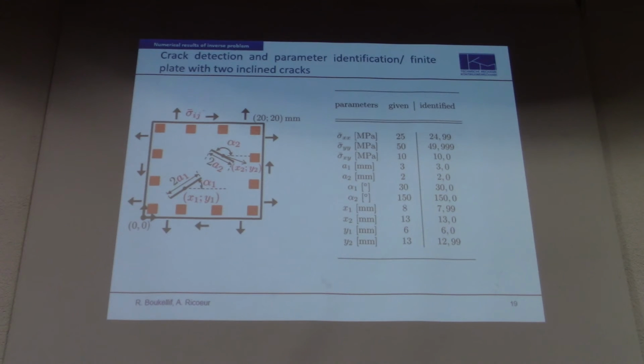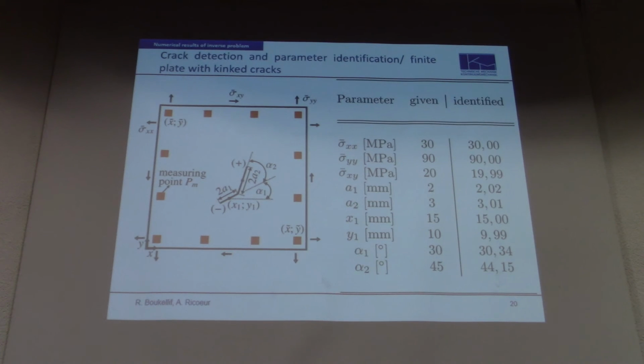So I come to the numerical results for the inverse problem. We have here a finite plate with two inclined cracks. The unknown parameters are the boundary load, the crack inclination, and the crack length, and the crack positions. And we have here the given problem and the identified results, and we can see that the identified results and the given problem are similar. So the identified results emanate from the solution of the inverse problem, and the calculated strain here is calculated with these given parameters.